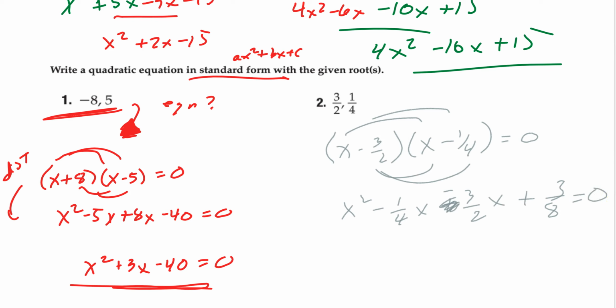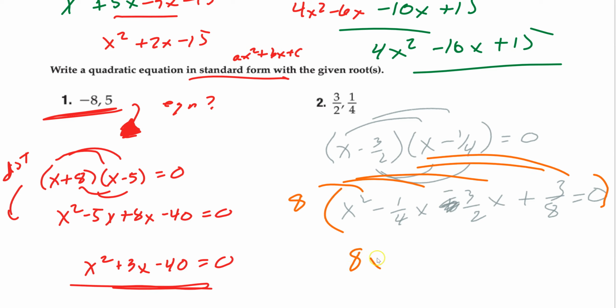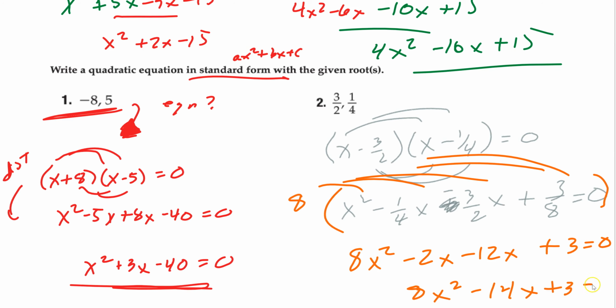Well, you're right. We can make it a little nicer though, right? If you want to get rid of all the fractions, remember all we do is multiply by the LCD, which is 8. That's the biggest denominator we have. So you multiply everything by it, you get 8x squared minus 2x, 8 divided by 4, 4 times 3 is 12, 8 cancels out, plus 3 equals 0, then add up like terms. So there you go. This is a fine answer. There's nothing wrong with that. You could stop there. But if you want it to be nicer, multiply everything by the LCD.